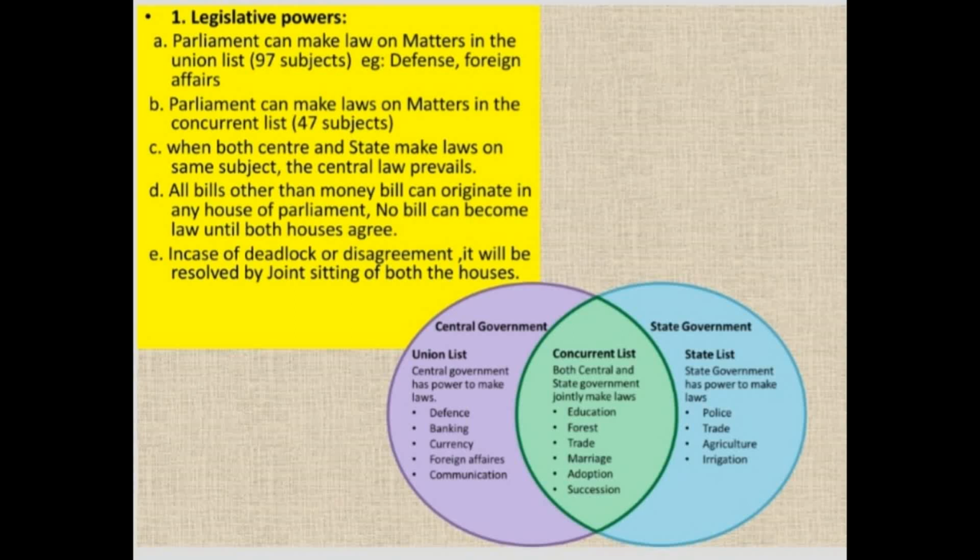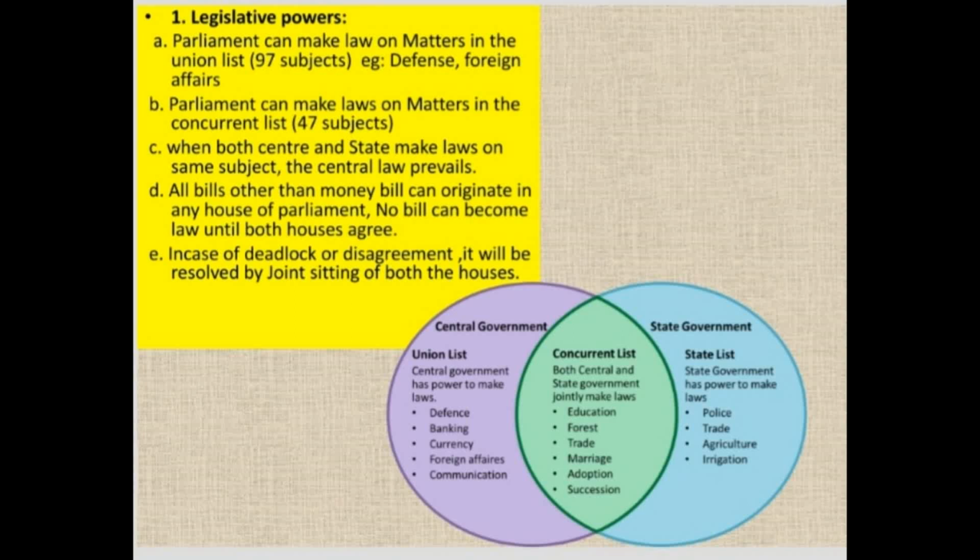See, the word legislative powers means law-making powers. The parliament can make laws on matters in the union list, that is defense, foreign affairs, etc., almost 97 subjects. And the parliament can also make laws on subjects in the concurrent list. So along with the 97 subjects in the union list, the parliament is also empowered to make laws on 47 subjects of the concurrent list where the state and central have equal powers. And when both center and state make laws on the same subject, especially related to the concurrent list, then the central law will prevail.